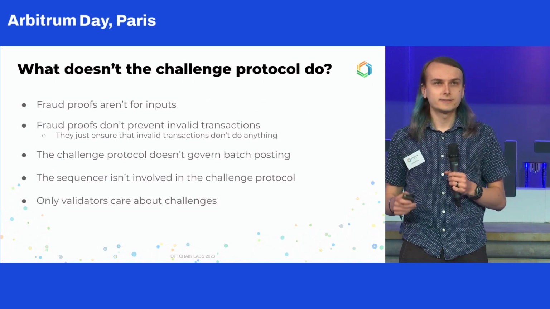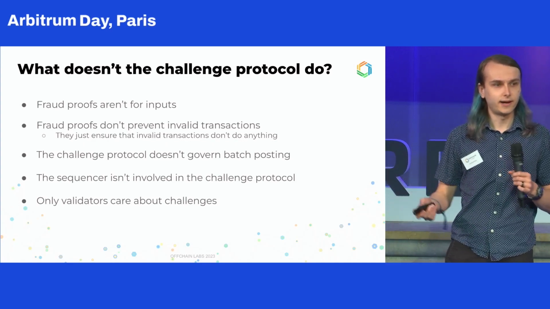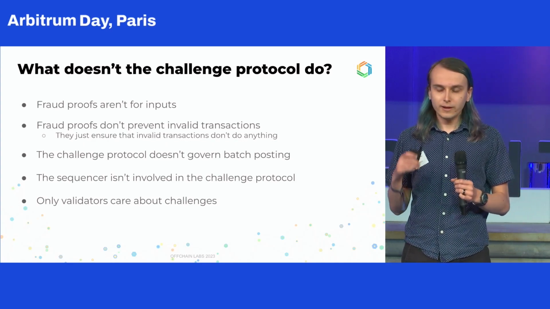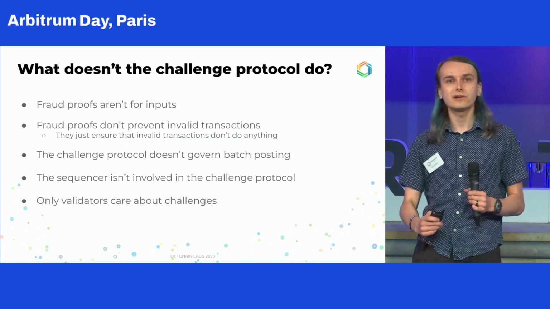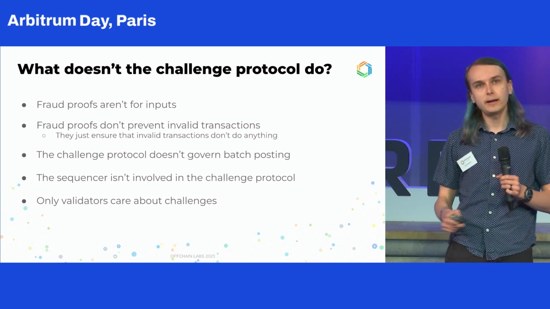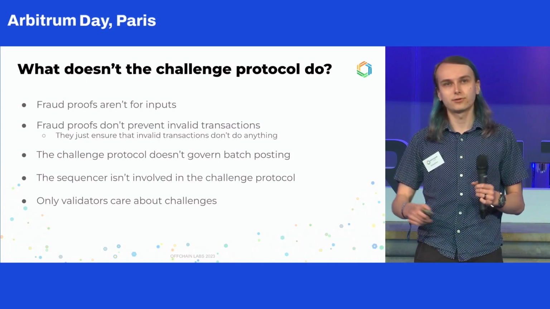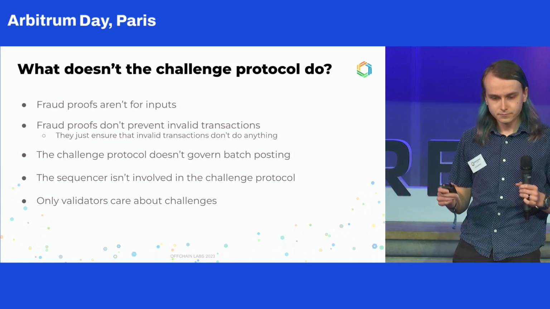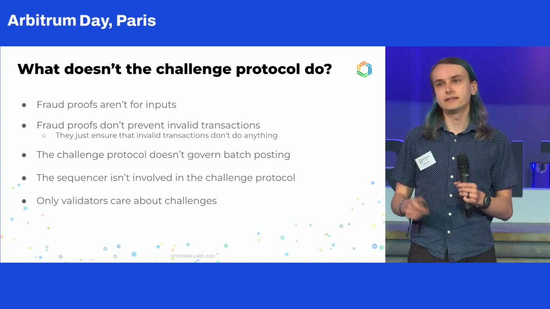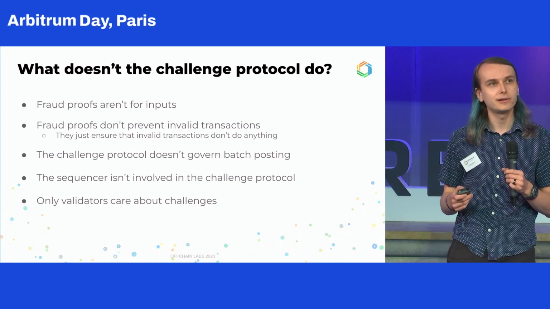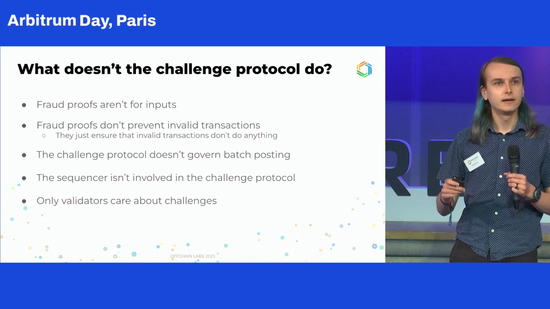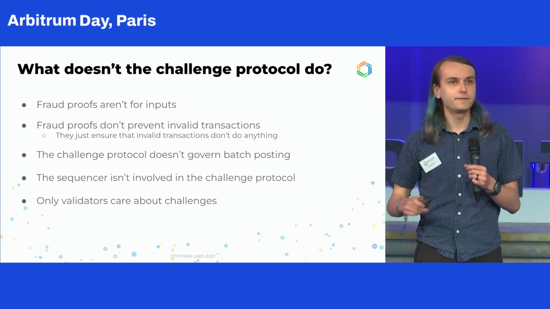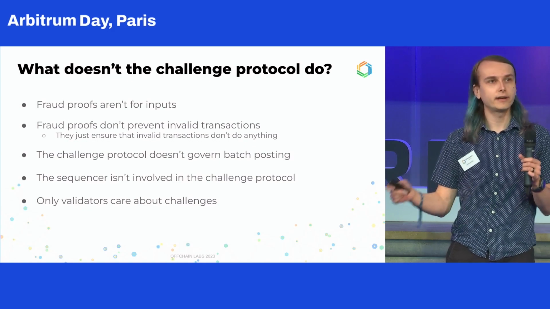I also wanted to talk about what the challenge protocol is not. So one key thing is that fraud proofs are all about outputs. They're all about the current state. They're not about inputs or transactions or what's happening. A fraud proof doesn't prevent an invalid transaction, for example. I could make a transaction on Arbitrum via the delayed inbox that says, I want to send 5 ETH to Bob, even if I don't have 5 ETH.